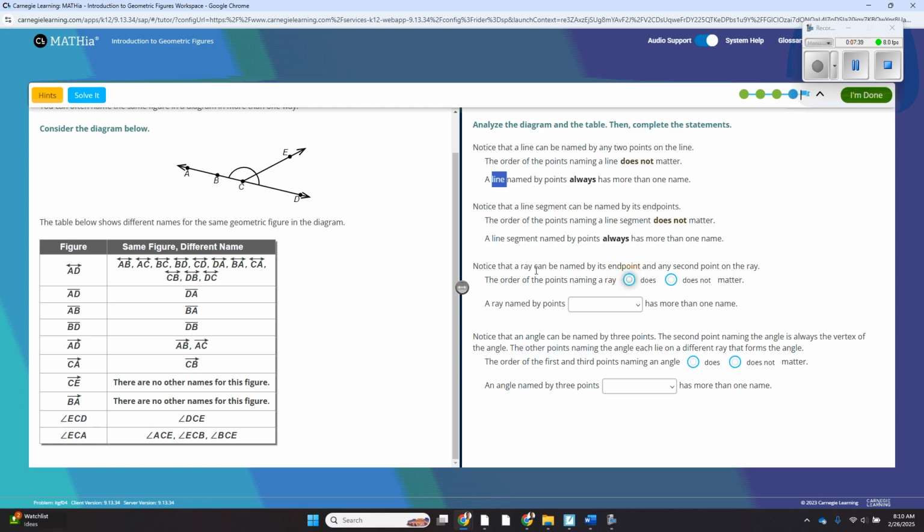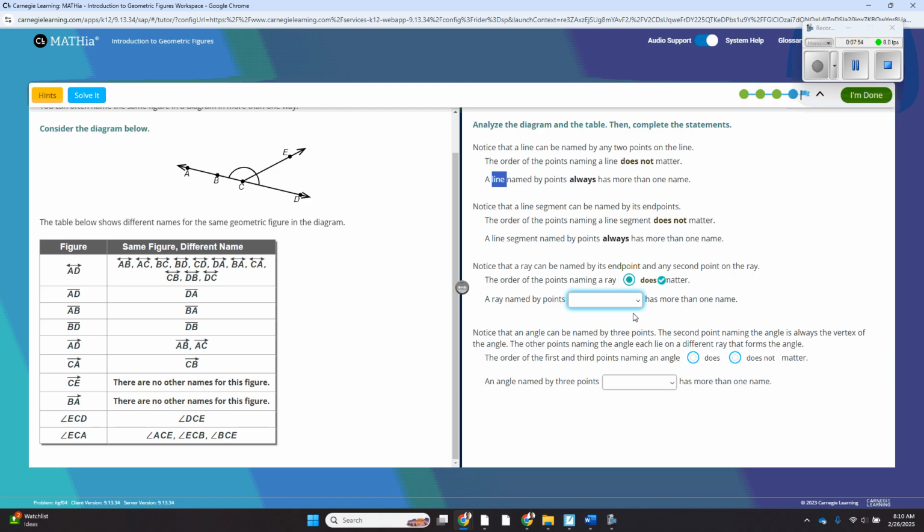I can always flip-flop. Notice that a ray can be named by its endpoints and any second point on the ray. The ordering of the points naming a ray, this one does matter. You always have to start at the endpoint. So this does matter. And then a ray named by points, this is going to be, sometimes we'll have more than one. For example, you can see like CA, the ray CA over here. You can also name this CB, and they had that listed out here. However, ray CE, this one does not have another name as there's no other points on this ray. It's just an E. So this is going to be sometimes.